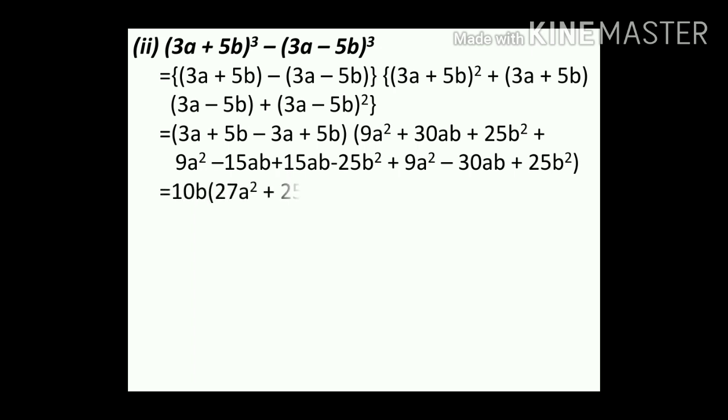Now, children, we have to eliminate some terms. Okay, after that we get answer equal to 10b. Open the bracket 27a square plus 25b square. Now here we have to multiply, children. Equal to 270a square b plus 250b cube. Okay, children, this way we have to simplify this expression. It's a little difficult but you have to do practice, children.